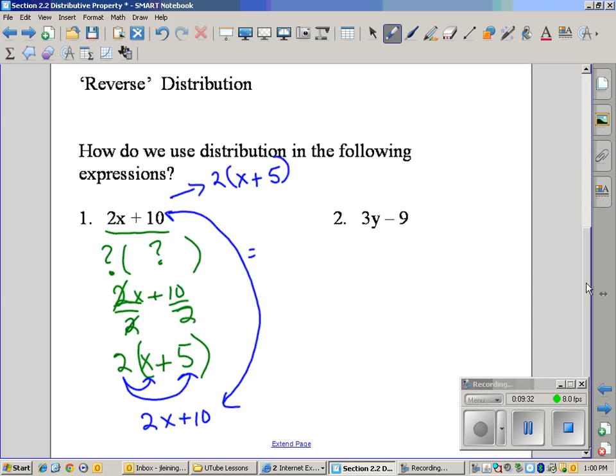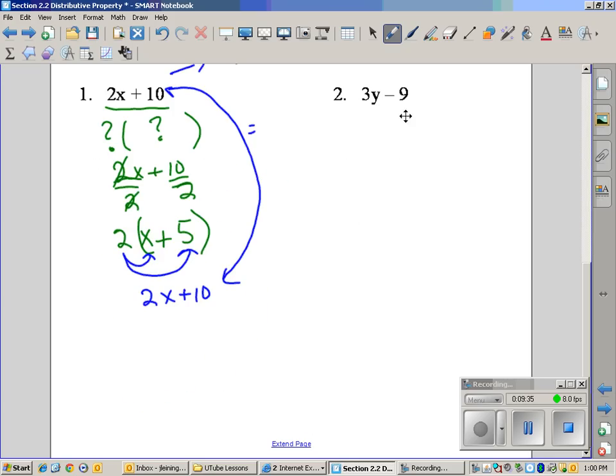Can you figure out on number 2 what 3y and a negative 9 have in common? What can we divide out that we can take to the outside of our multiplication distribution process? I think I'm seeing a 3. So we can divide 3y by 3, and we can divide minus 9 by 3. What do we end up with inside our parentheses? Minus 9 over 3 is minus 3. And we take the 3 that we divided out, we put it to the outside.